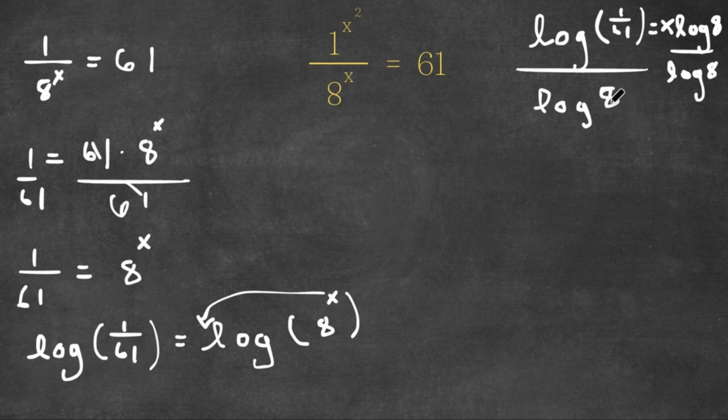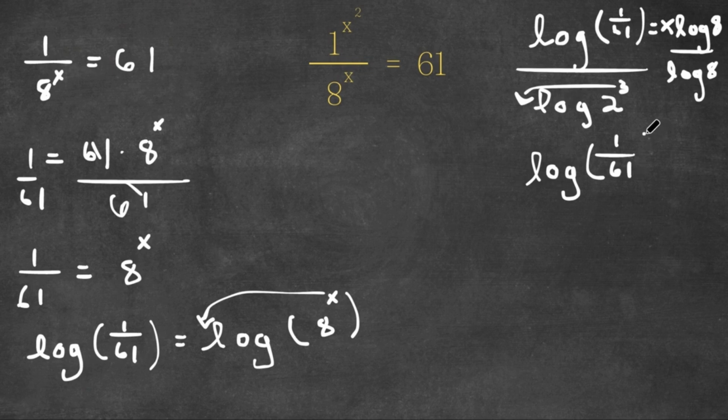Now, log 8, well, this is the same thing as log 2 to the power of 3. And remember, we can actually move this exponent to the front of the log. Remember, the power property of logarithms. So now we have log of 1 over 61 divided by 3 log 2.